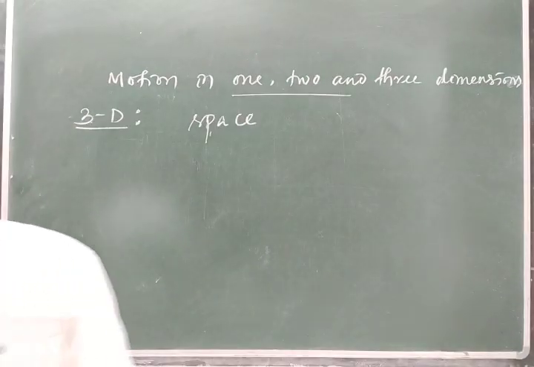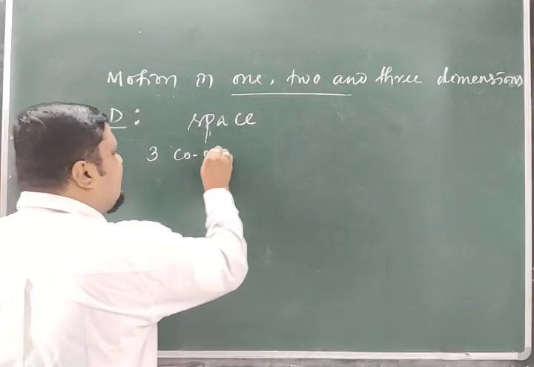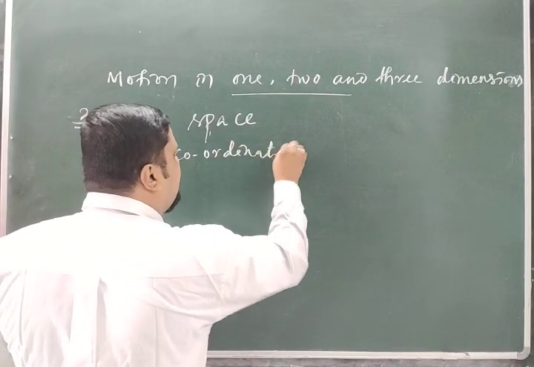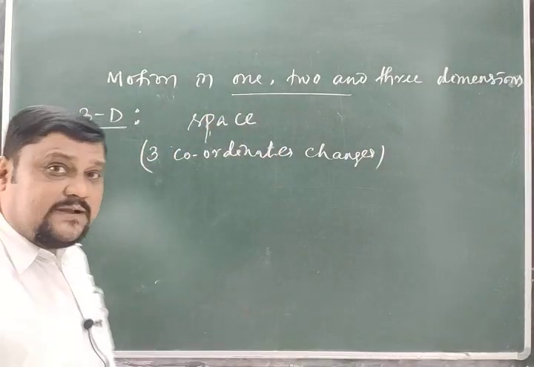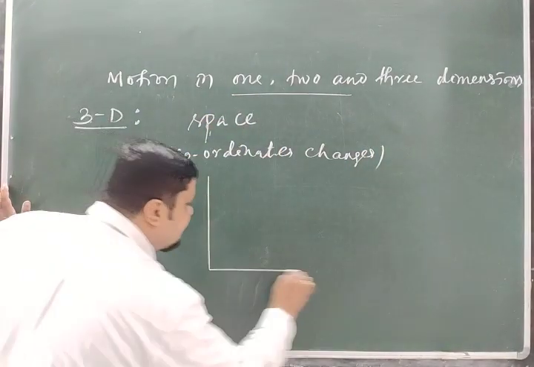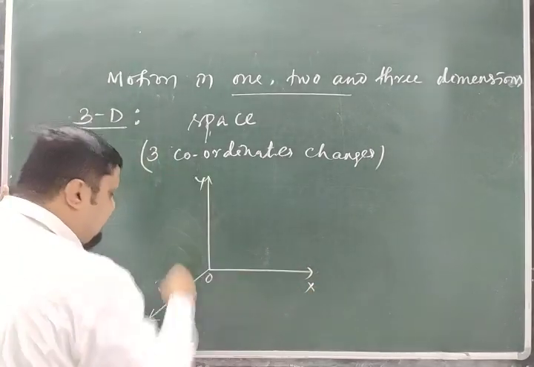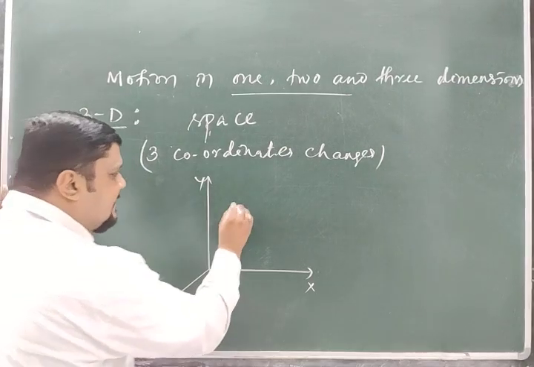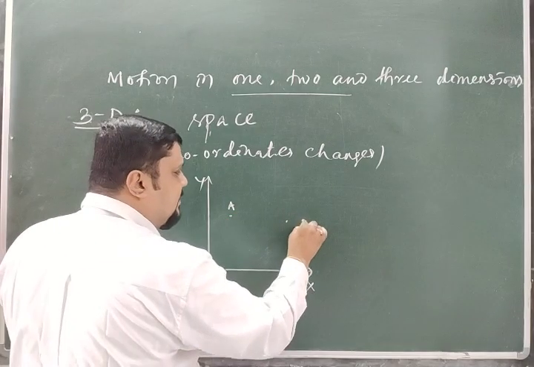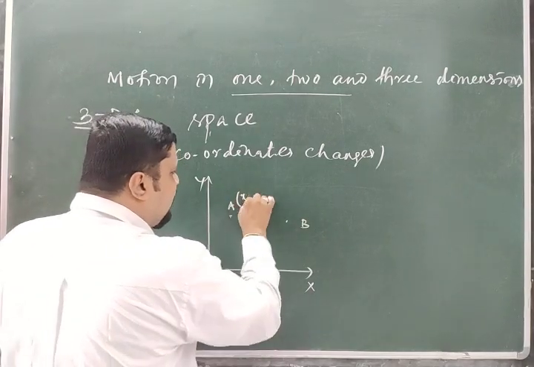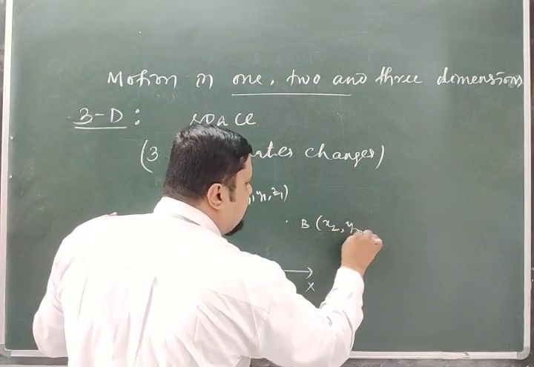In three-dimensional motion, three coordinates of the body change, and it is not possible to show you how the three coordinates change here. We are discussing only Cartesian coordinates. Suppose this is the body in a frame of reference like that, and this is position A. Now the body moves from A to B. Let us consider this point B. So in this case, the three coordinates change: x1, y1, z1 changes to x2, y2, z2.